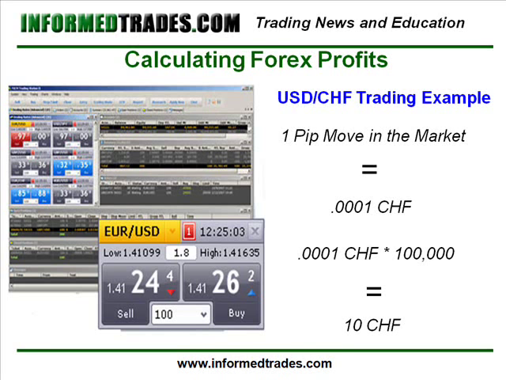Okay? Since the calculations are done for you on the platform, don't worry if you don't understand all the math here. The two things that it's important to understand are that for any currency pair where the US dollar is the second currency in the pair, the value of a 1 pip move in the market will always be $10. For any currency pair where the US dollar is not the second currency or counter currency in the pair, the value of a 1 pip move in the market will vary depending on the exchange rate of whatever currency is in the second spot of the currency pair. Okay? That's our lesson for today.